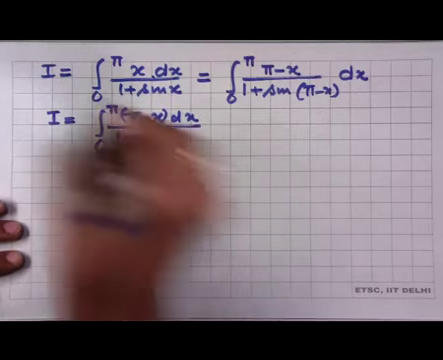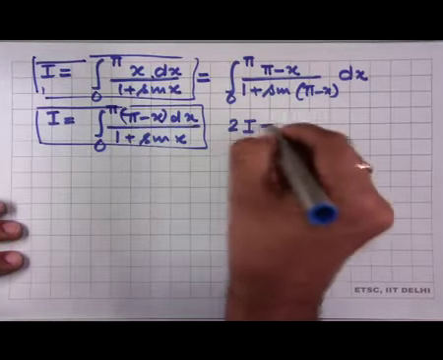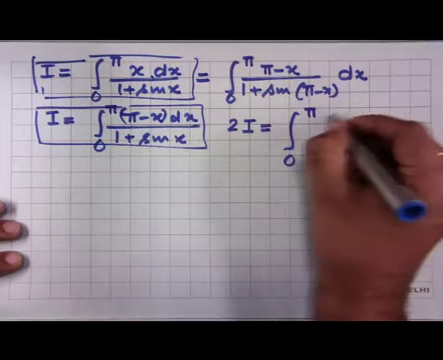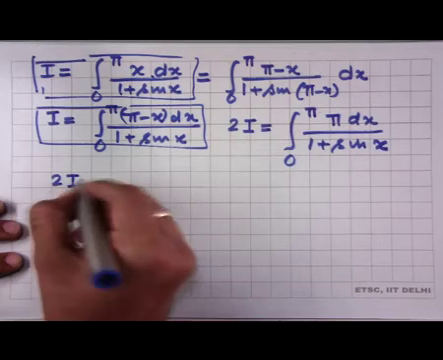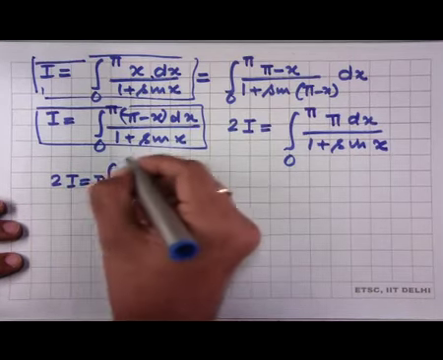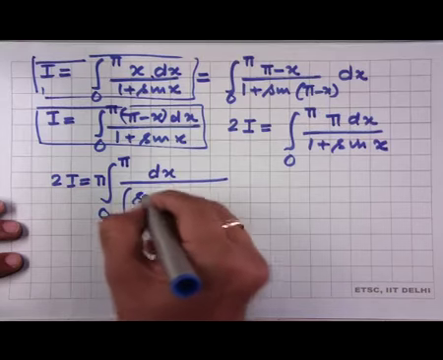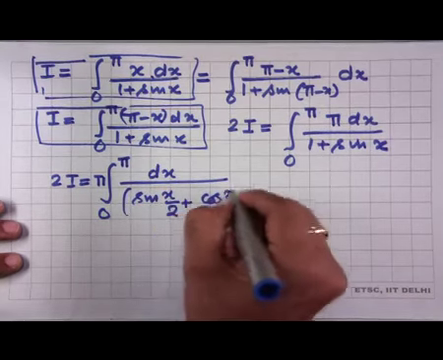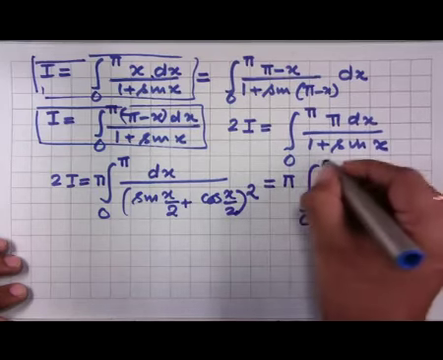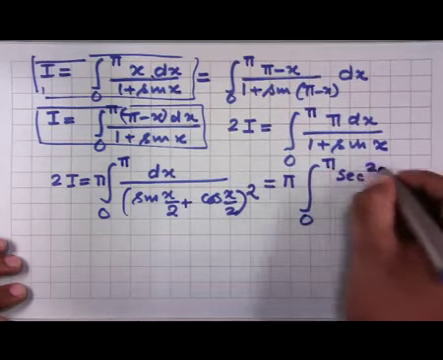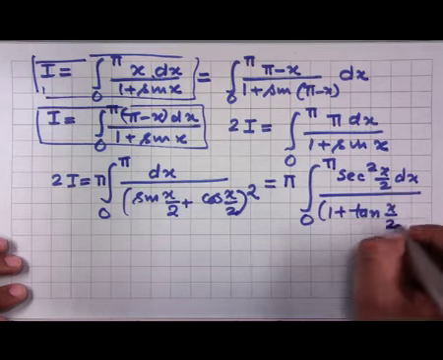So, if we add this integral with this integral, we get 2I equals the integral from 0 to pi of pi dx upon 1 plus sin x. So, 2I is equal to pi, which is constant, so we can take it out, and 1 plus sin x can be written as sin x by 2 plus cos x by 2 whole square. This can be written as the integral from 0 to pi of sec square x by 2 dx upon 1 plus tan x by 2 whole square.